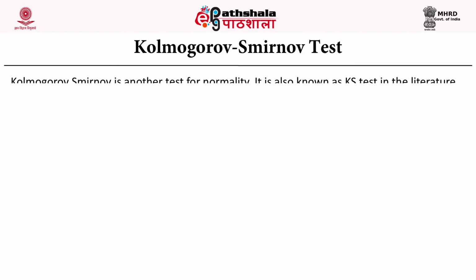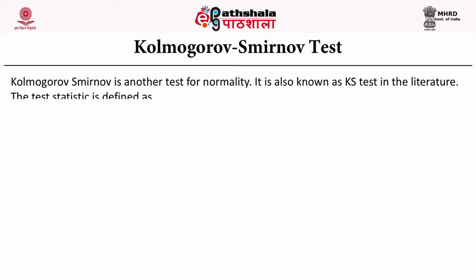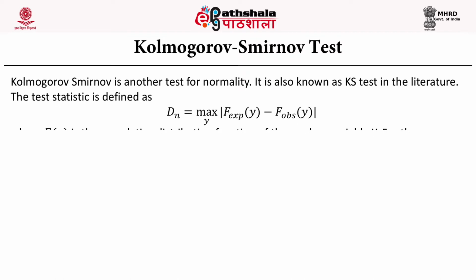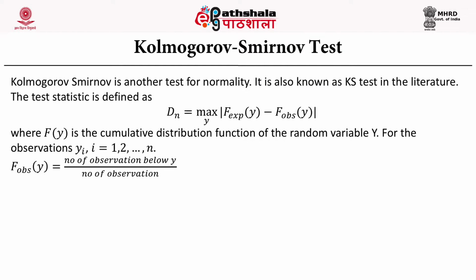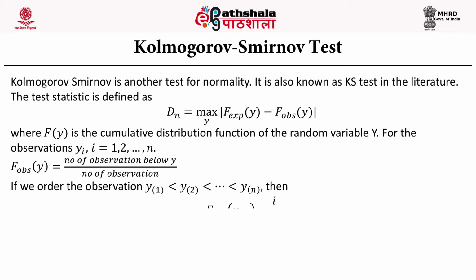Now another test is the Kolmogorov-Smirnov test. Kolmogorov-Smirnov is another test for normality. It is also known as the KS test in the literature. The test statistic is defined as Dn equals the maximum of the absolute value of F expected of y minus F observed of y, where F of y is the cumulative distribution function of the random variable y for the observation yi, where i varies from 1 to n. F observed of y is equal to the number of observations below y divided by the number of observations. If we order the observations y1, y2 up to yn, then the observed value of F is i upon n.